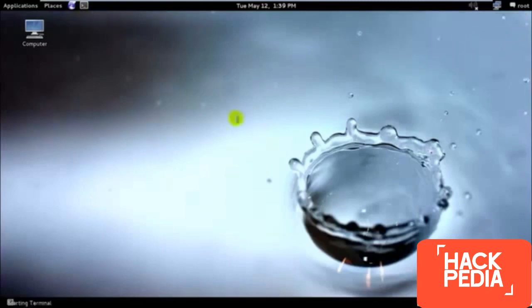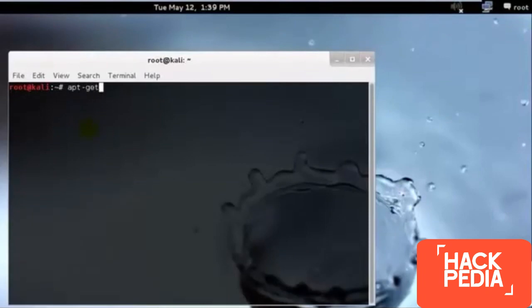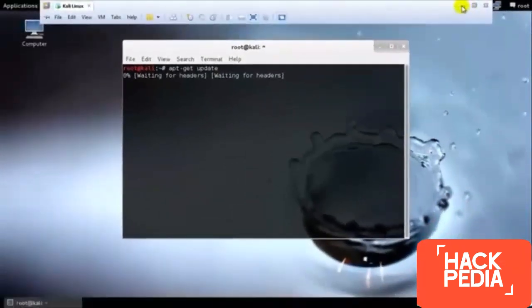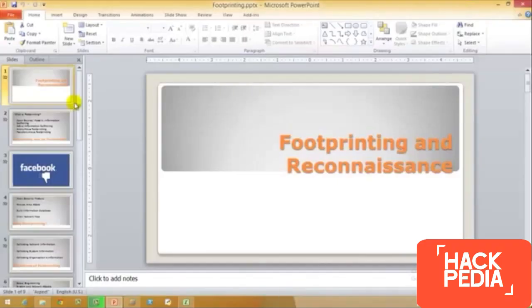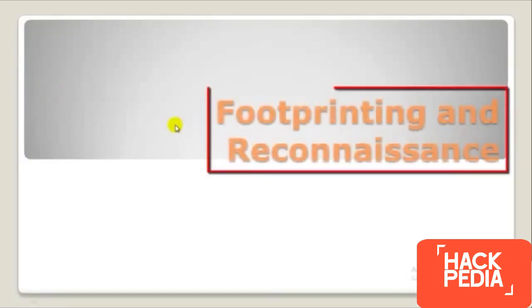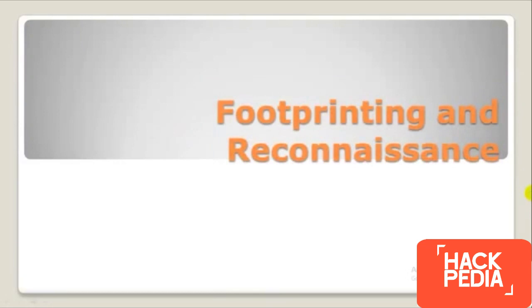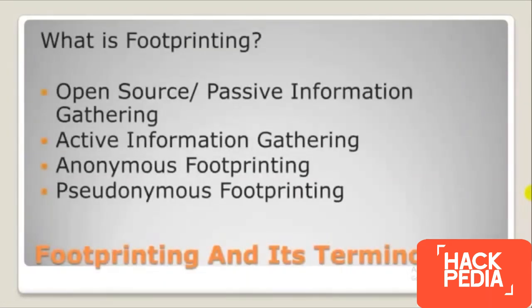Okay, let me check the updates. By the time it gets updated, let's start with our Footprinting terminology. Okay, so Footprinting and Reconnaissance is what we will be learning today. So what is Footprinting? These are the several ways of gathering information.